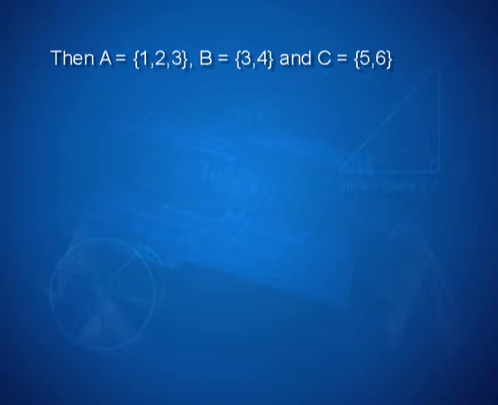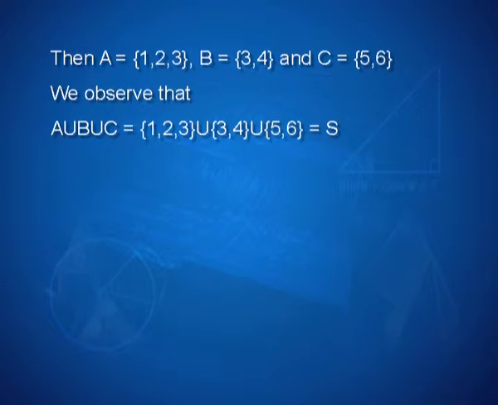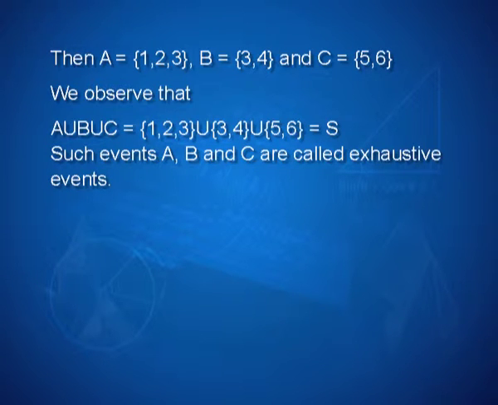Then A = {1, 2, 3}, B = {3, 4} and C = {5, 6}. We observe that A union B union C is equal to {1, 2, 3} union {3, 4} union {5, 6}, that is equal to S. Such events A, B and C are called exhaustive events.